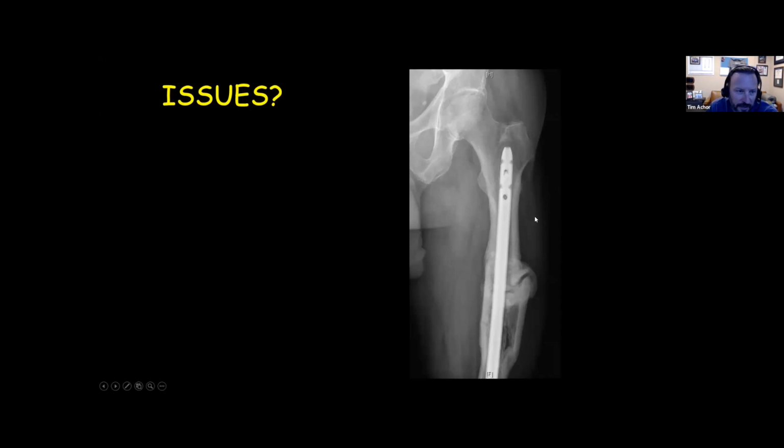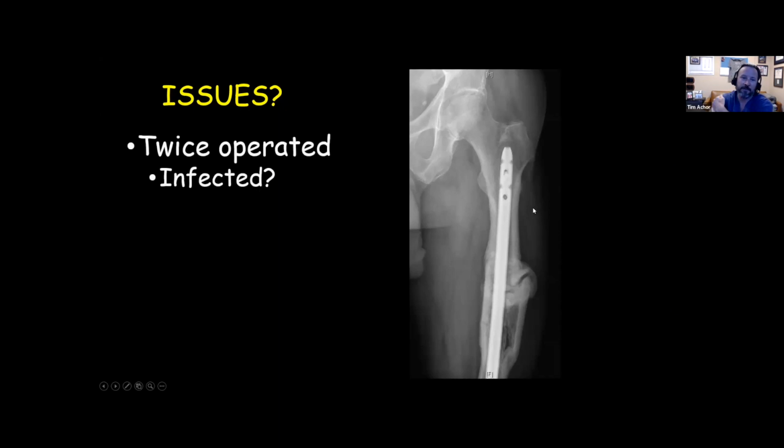What type of issues do we have? Well, anytime I have a recalcitrant, twice operated long bone, infection has to cross your mind. You're going to get the standard inflammatory labs, but also use just clinical clues. Was this ever infected in the past? Is there a draining sinus? In this instance, this patient had no stigmata of infection.